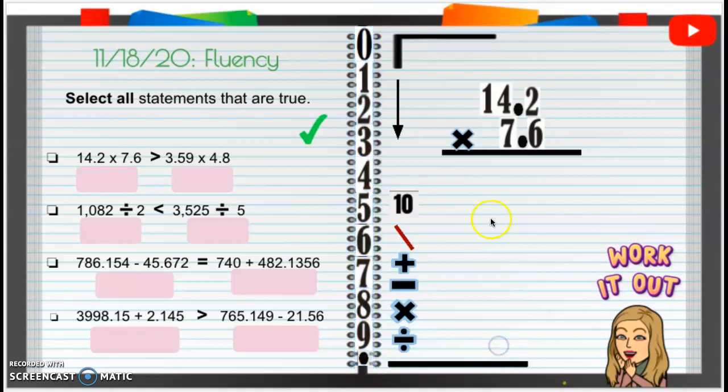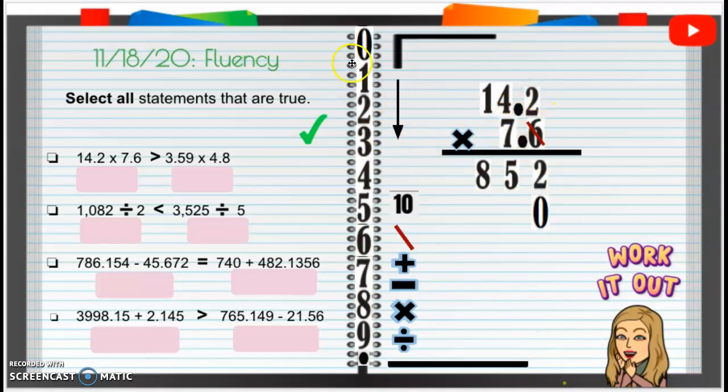All right, so 6 times 2 is 12. I'm going to carry that 1, drop that 2. 6 times 4 is 24, plus 1 is 25. 6 times 1 is 6, plus 2 is 8. I'm done with these two remainders. I am going to now go to the next digit, so I am going to put a placeholder of 0.